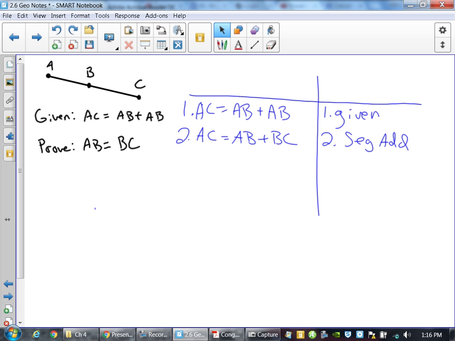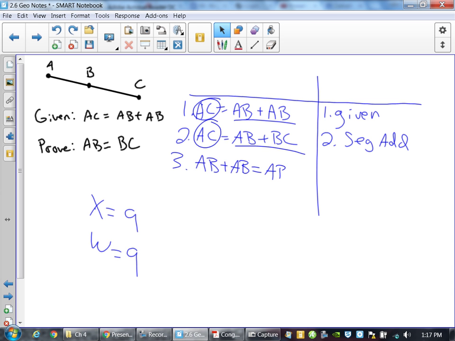Think of it this way. If x equals 9 and w equals 9, what can you say about x and w? They equal the same because they equal the same number. Don't these two equal the same thing? So what should those two equal? Each other. See how these two are just equal to AC? They're both equal to AC. By putting them equal to each other, you're just using the same idea as this. You're substituting in one for another. Putting in something for something else is called substitution.